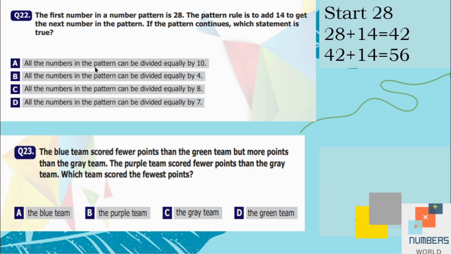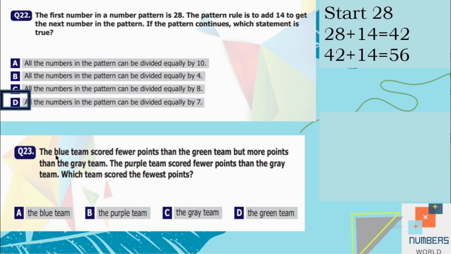Let's see. All the numbers in the pattern can be divided by 10. So no, these are not multiples of 10. Option B, all the numbers in the pattern can be divided equally by 4. So 28 comes in the table of 4, 42 doesn't. So no, this is not the correct option. C part, all the numbers in the pattern can be divided equally by 8. So we will have to check. 28 doesn't come in the table of 8, so no. Option D, all the numbers in the pattern can be divided equally by 7. So yes, 28, 42 and 56 come in the table of 7, means they are multiples of 7. So D is the correct option here.